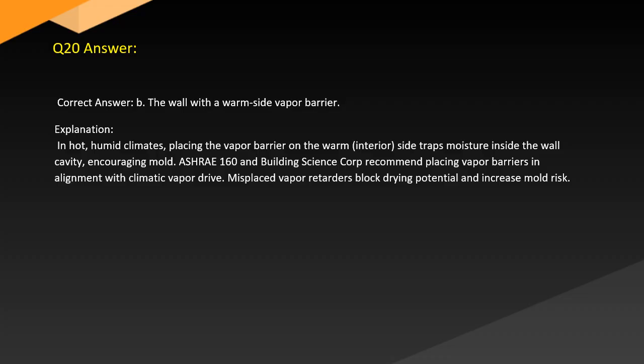Answer. Correct answer. B. The wall with a warm side vapor barrier. Explanation. In hot, humid climates, placing the vapor barrier on the warm interior side traps moisture inside the wall cavity, encouraging mold. ASHRAE 160 and Building Science Corp recommend placing vapor barriers in alignment with climatic vapor drive. Misplaced vapor retarders block drying potential and increase mold risk.